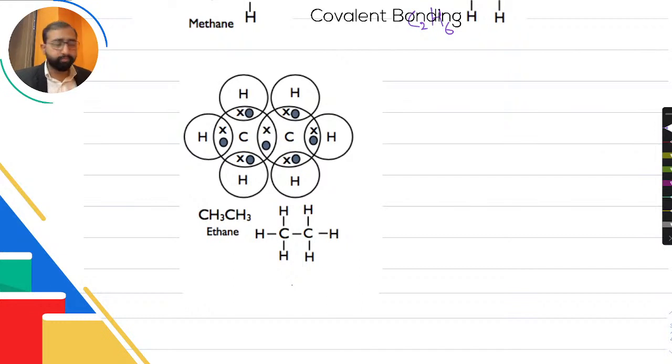Carbon needs to share 4, so 3 here, and 1 remaining, that is what they share with each other inside. Now they don't have any lone pair, so there's no lone pair here. This is ethane, which we wrote as C2H6.